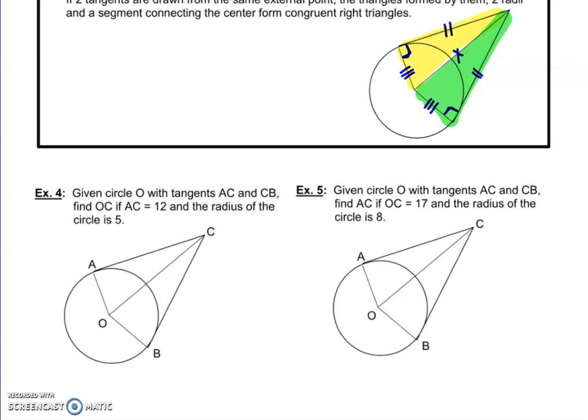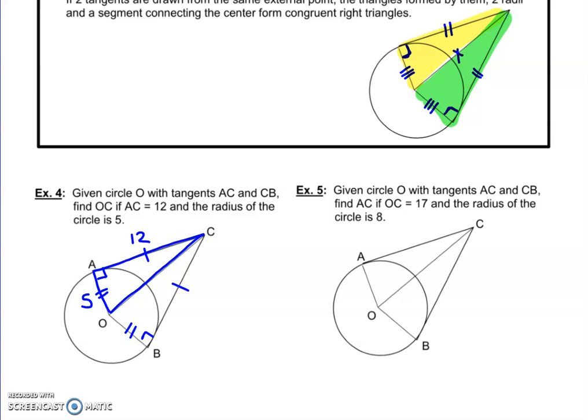So example 4 says given circle O with tangents AC and CB. Well, those are two tangents drawn to the circle from the same point, so I know those are congruent. I know those radii are congruent, and I know both of these are right angles. It says if AC is 12 and the radius of the circle is 5, find OC. So we want to find this side here. I don't even really need two triangles. We just did one like this.